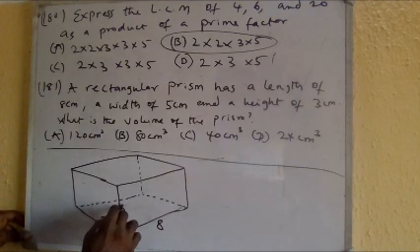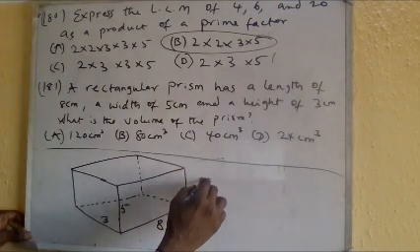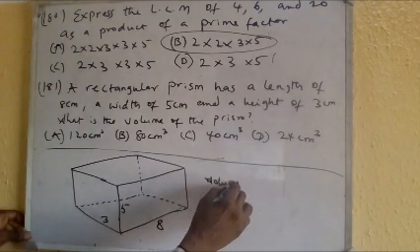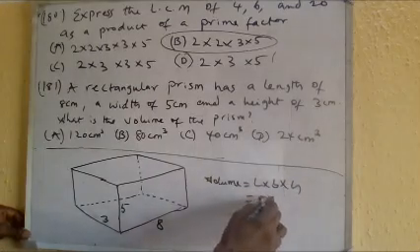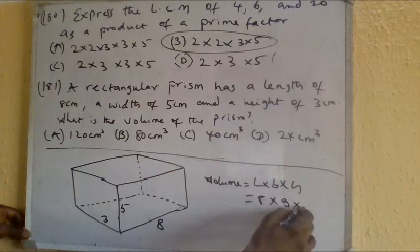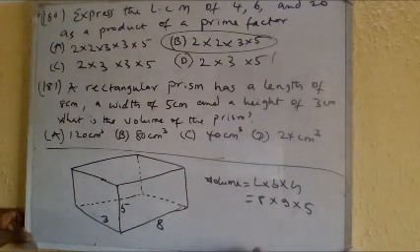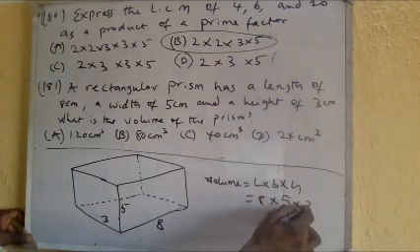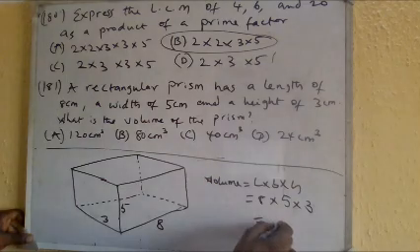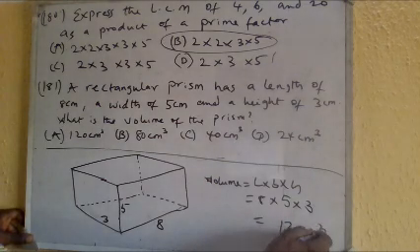So the volume is length times breadth times height. Length is 8 times breadth is 3 times height is 5. By the time you do the maths, you have 120 cm cubed. So the answer is A.